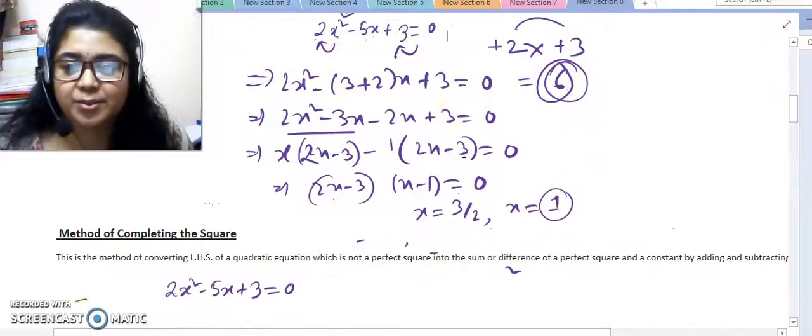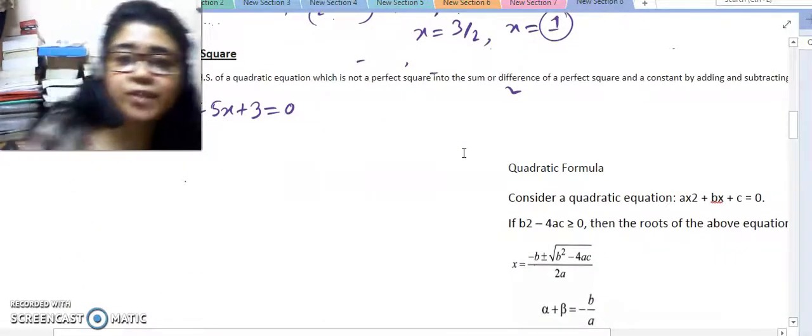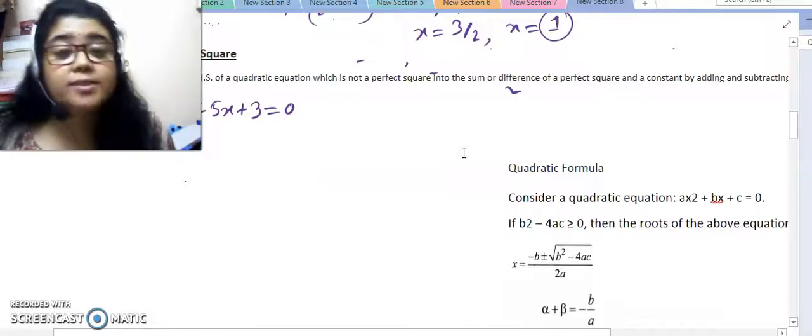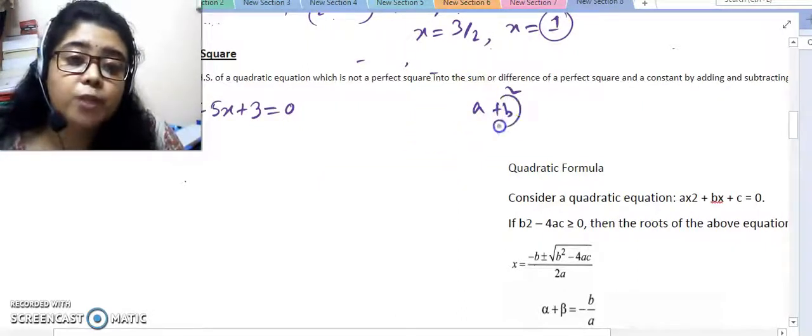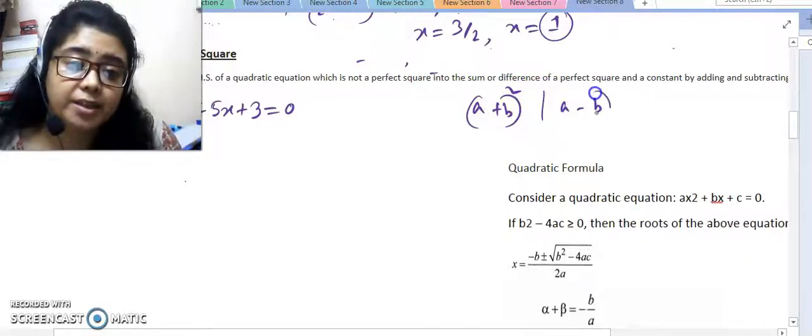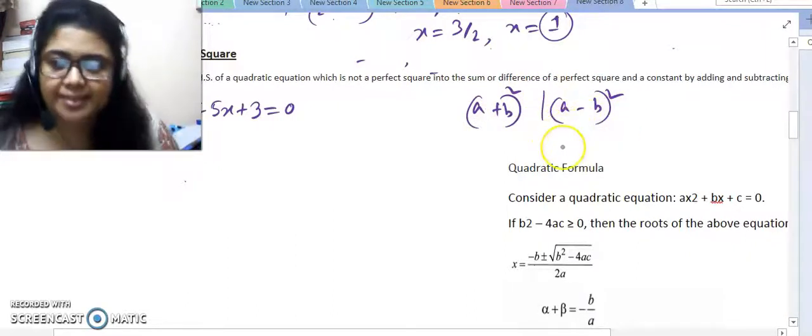In the second, we just go through. This is called the method of completing square. Completing square means we need to remember two formulas here, (a plus b) whole square and (a minus b) whole square. Okay, we should know, I think.